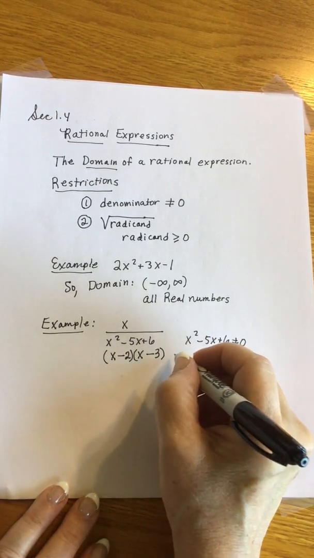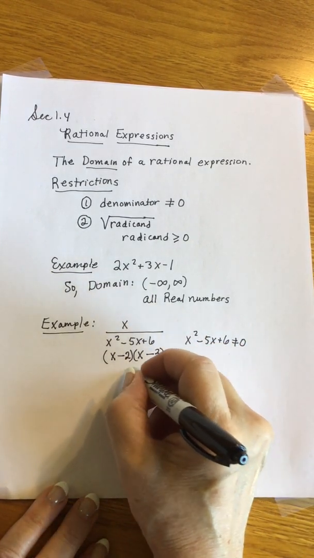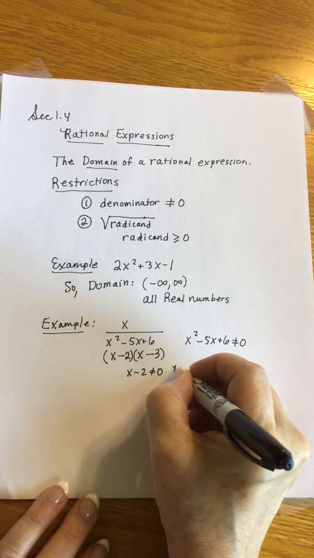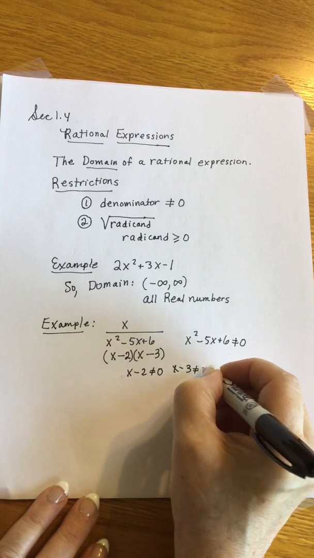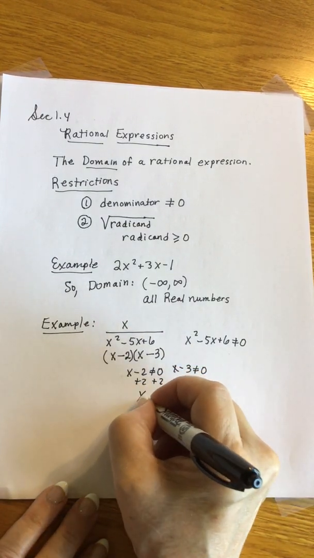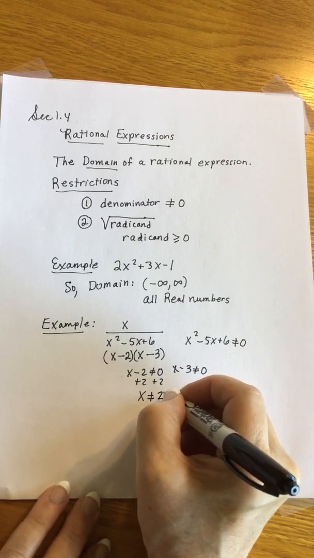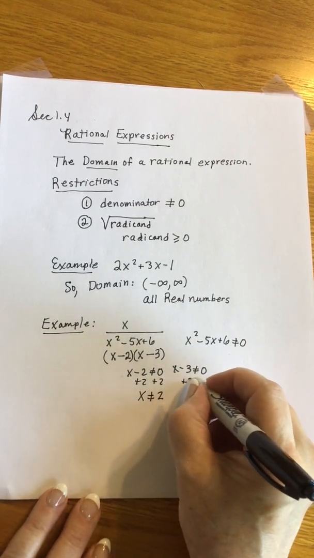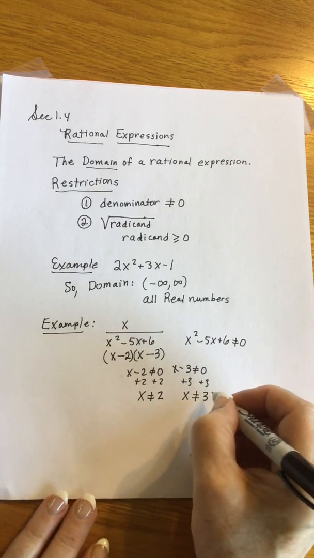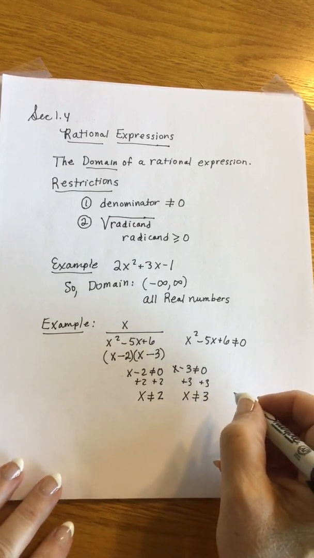Now, we say that this cannot be equal to 0. So x minus 2 cannot be 0, and x minus 3 cannot be 0. So if I add 2 to both sides, I get x cannot be 2. And then over on this side, add 3, I get x cannot be 3. Now again, these are our restrictions.